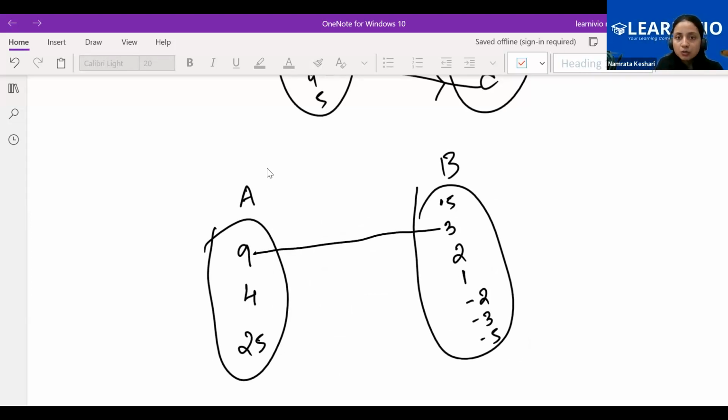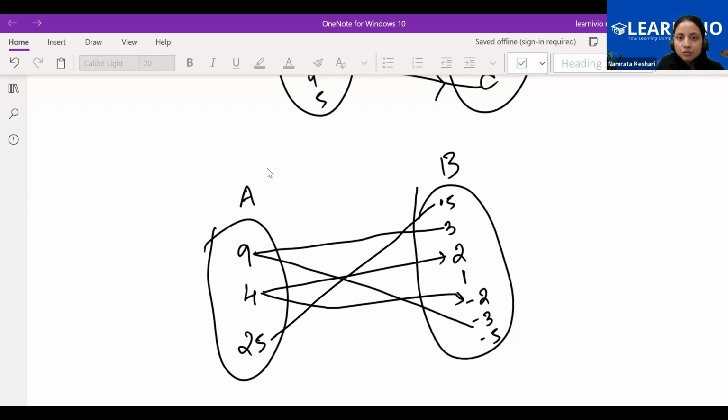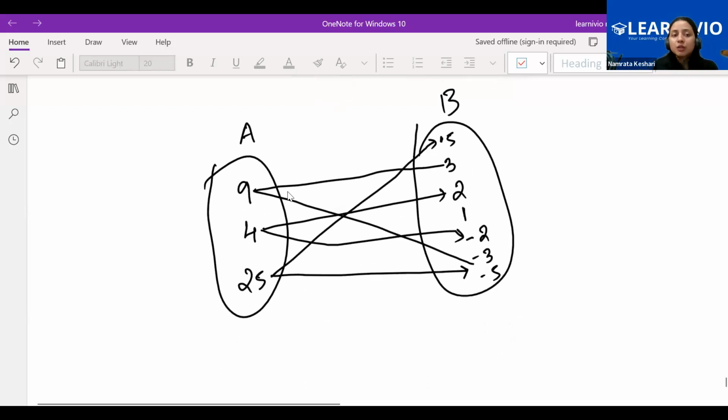9 is related to 3 and also to -3. 4 is related to 2 and also to -2. 25 is related to 5 and also to -5. We have already solved this question in the previous class. We were writing what the relation R is in set builder form. So we have written R is the set of all ordered pairs (x, y). Can you tell me how x and y are related with each other?